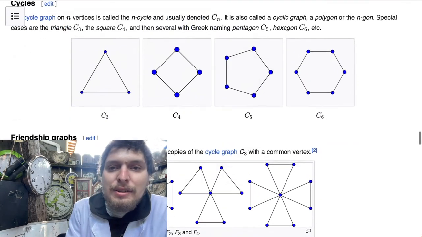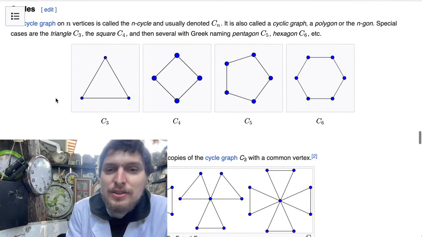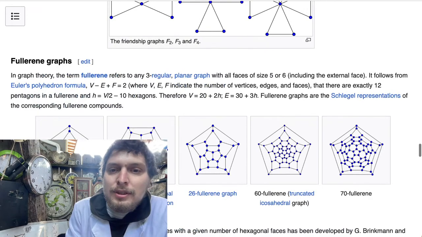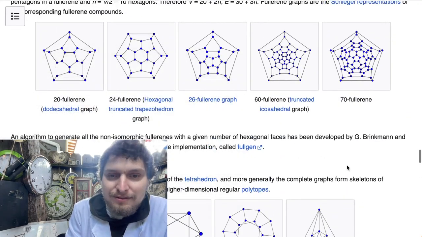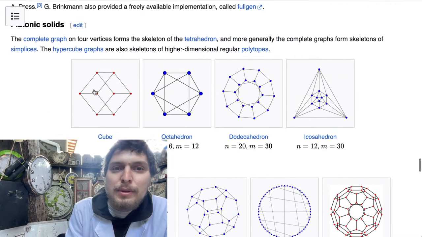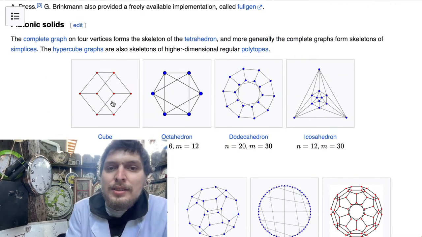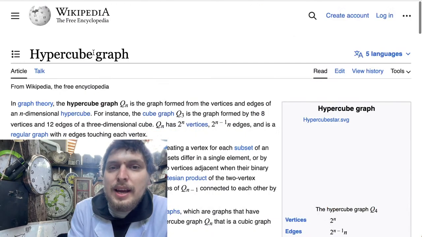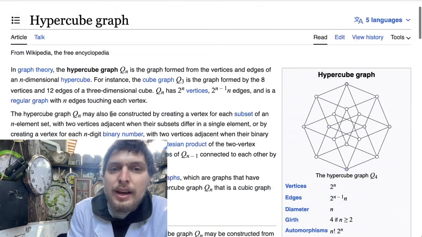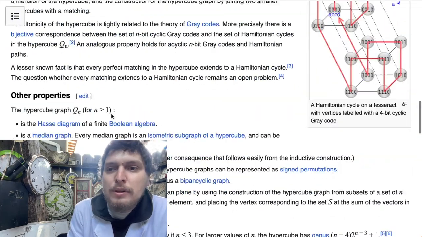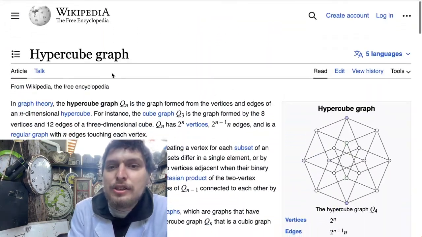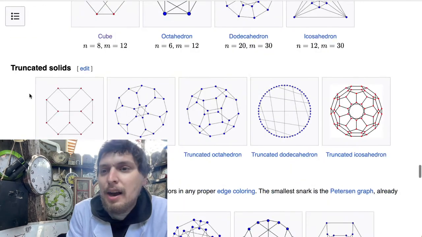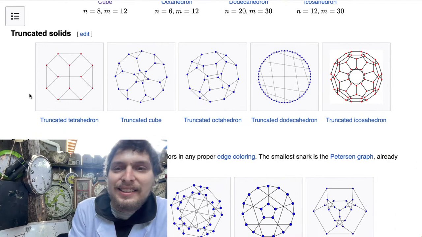Here are ones called utility graphs. These are ones just called cycles. Ooh, these are called friendship graphs. Ooh, these look pretty cool. These are the graphs similar to the platonic solids. It's like a cube skeleton, octahedron. Now, here we could say hypercube graphs are the ones that I mentioned. What does it look like if I'm a 4D cube and I try and look at the relationship of the vertices? I can flatten it however I want. I just care about how things are connected.